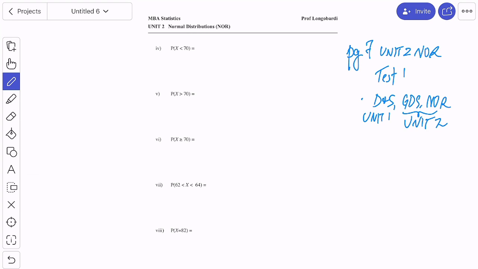Okay, so no other questions. All right, let me solve these. So these were at the very beginning of the NOR unit. And you're supposed to apply the property. Okay, I gotta make this bigger, right? Because you can't see this.